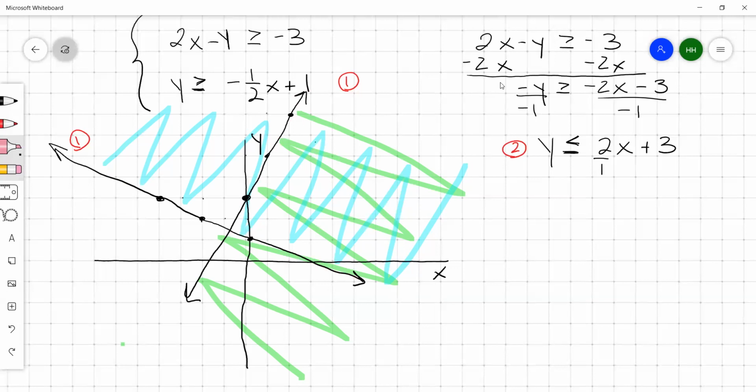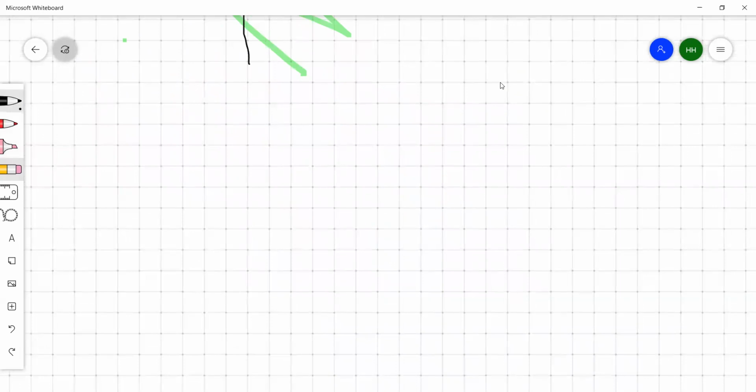All right, let's do one more. Let's solve this one by graphing. We got x plus 2y less than or equal to 4.